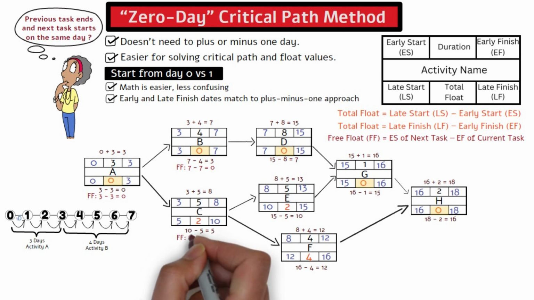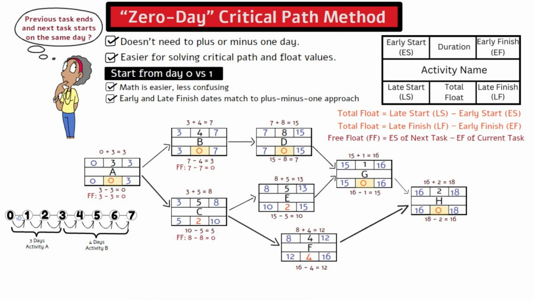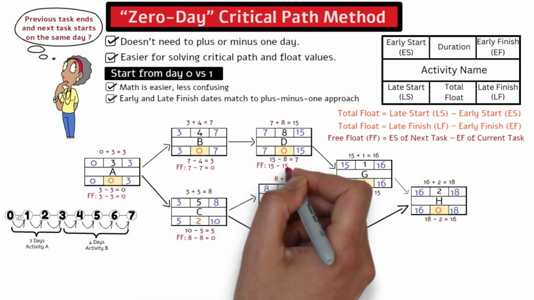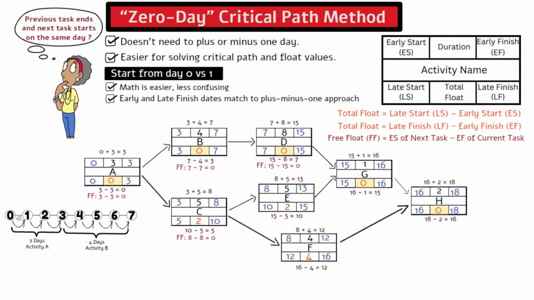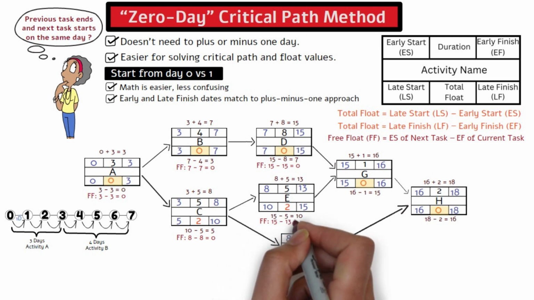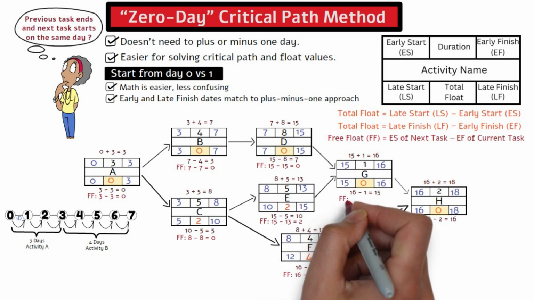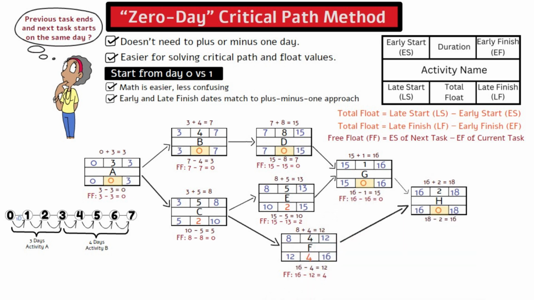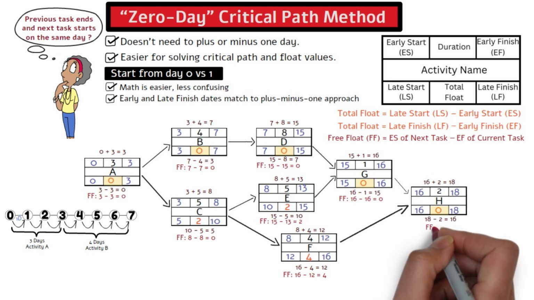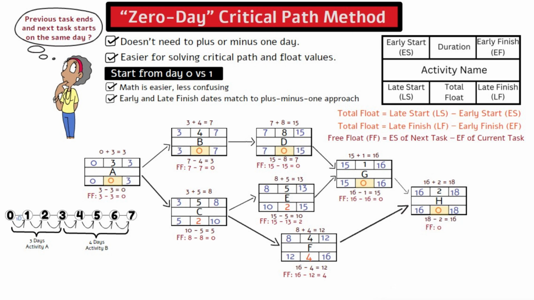Activity C is 8 minus 8 equals 0. Activity D is 15 minus 15 equals 0. Activity E is 15 minus 13 equals 2. Activity F is 16 minus 12 equals 4. Activity G is 16 minus 16 equals 0. Activity H has no free float or effectively 0, since this is the last activity.